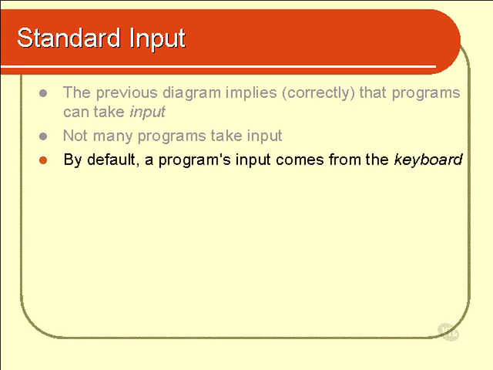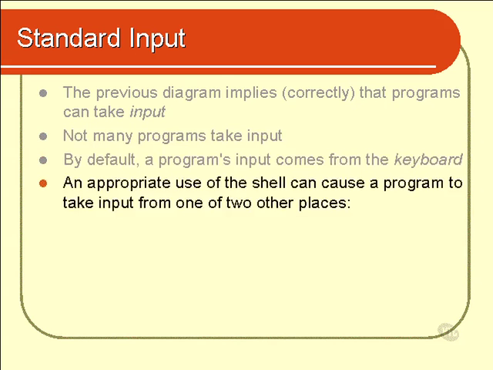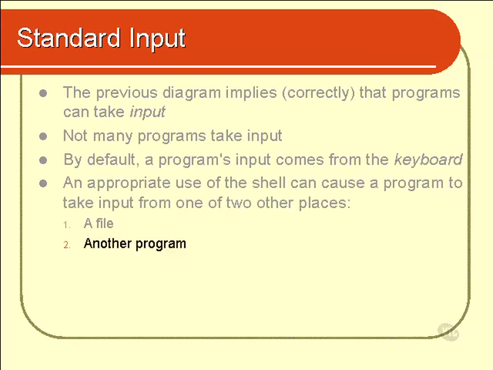By default, a program's input comes from the keyboard. In other words, you have to type it. It is, however, possible to cause any program to take its input from one of two other places. And similarly to output, those two places are, one, a file. In other words, you can get the input to any program to come from a file. You can also get the input to come from another program.